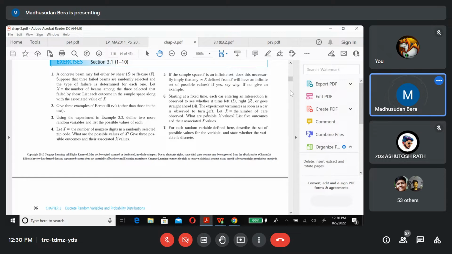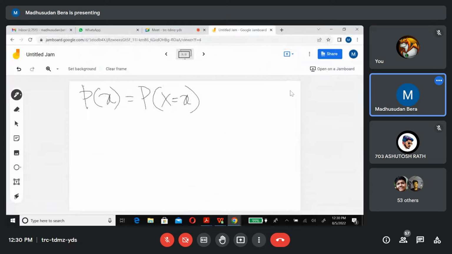So now what are the outcomes? Suppose the first car turns left, we will stop the experiment. In that case it will be L. Outcome will be L. Suppose the second car turns left, then the first car either turns right or goes straight ahead. So either RL or AL.